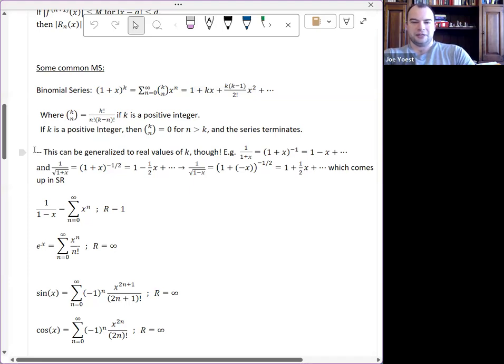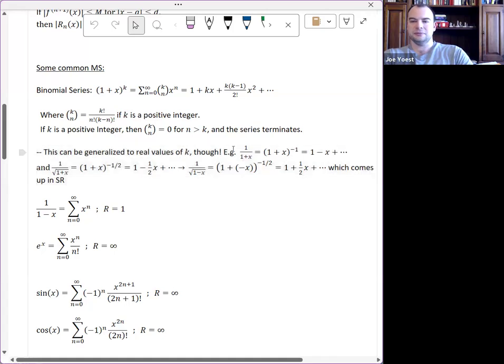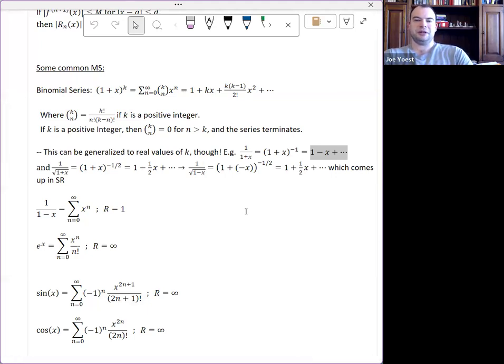However, we can generalize this to just real values of k: negative integer powers, or even real numbers, rational numbers or even irrational numbers. So for instance, 1/(1 + x), where k is -1, this is (1 + x)^-1. We can see pretty clearly it's going to be 1 - x + x² - x³ and so on. We can see the relationship to a geometric series there.